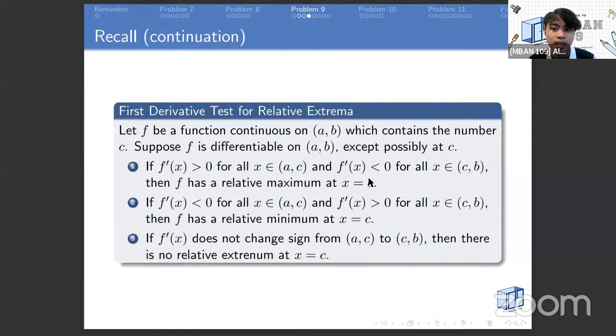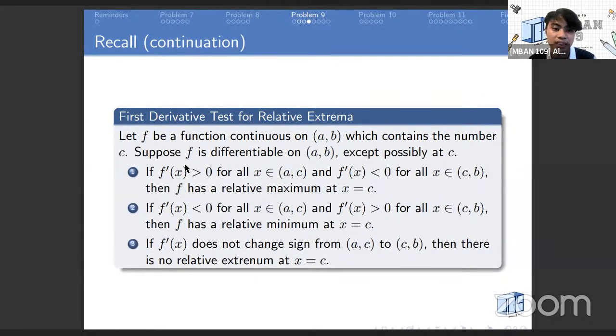Ayan. Let f be a function continuous on [a, b] which contains the number c. Suppose f is differentiable on (a, b), except possibly at c. So dapat, f is differentiable on the open interval (a, b), except possibly at c. So pwede sa c siya, pwede hindi siya differentiable sa c.